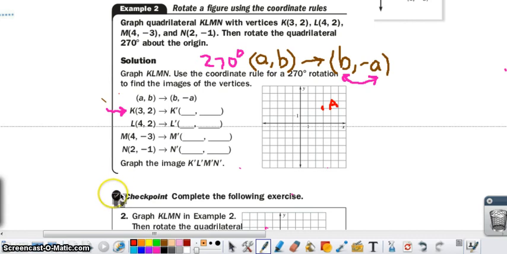So for our image, we'll go ahead and use blue. So we're going to take 3, 2, and we're going to change the coordinates to 2, 3. So we're switching the X and Y, and we're going to change the sign of the Y coordinate, excuse me. So K prime is going to be at 2, -3. 1, 2, 3.